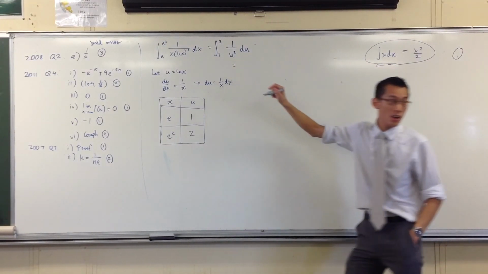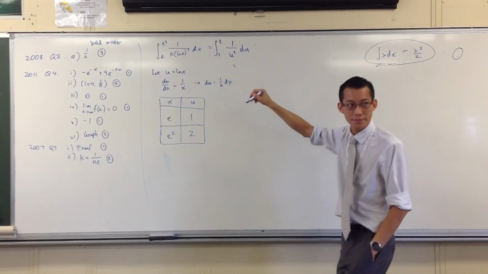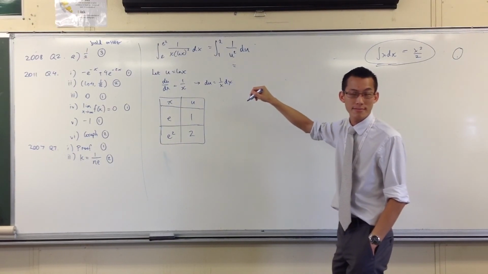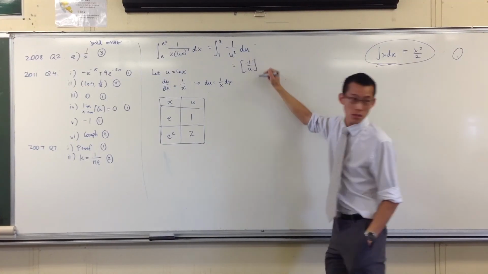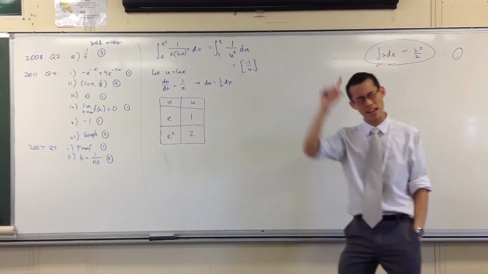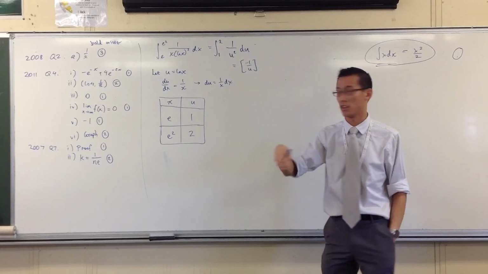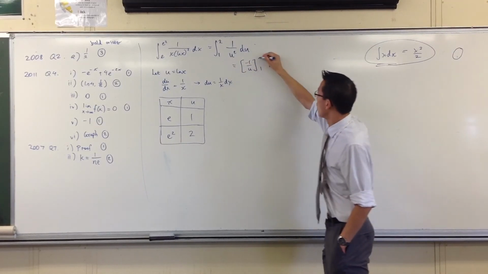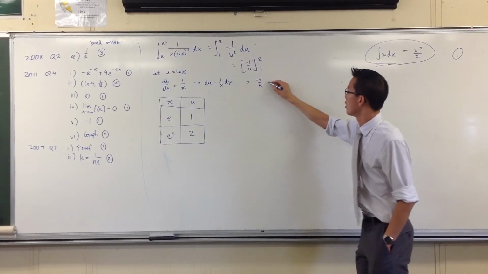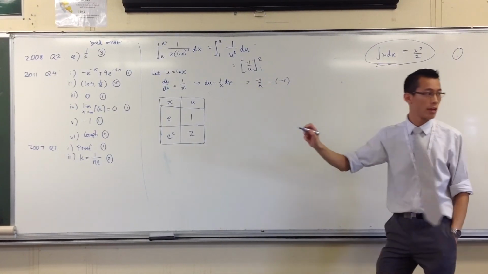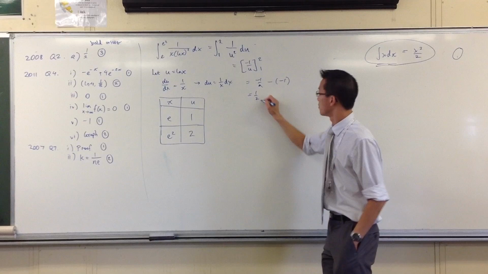So there we go. I've now translated it all into u's. So what is the primitive? It should be -1 on u, shouldn't it? The power is -2, you raise it to -1, then you divide by that new power, which gives you the negative. From 1 to 2, and I think that means you'll get -1/2 minus -1. Yeah? Which gives you a half.